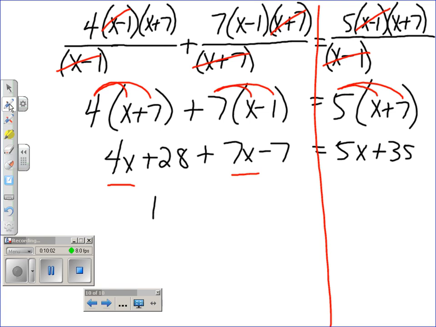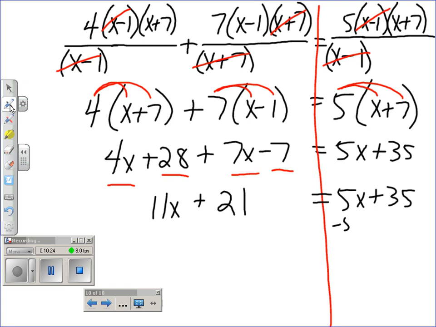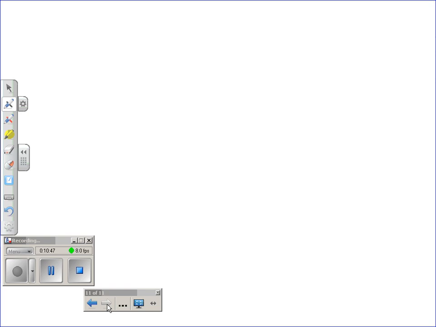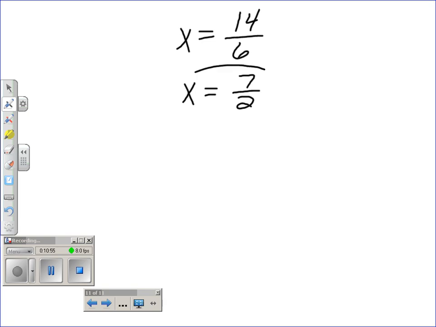Putting together the x terms, I get 11 x's. And then I look at my whole number. Putting a 28 and a negative 7 together gives me a 21. And it's a positive 21, so I write plus. Plus and positive mean the same thing. Over on this side, we have 5x plus 35. And we've talked about how to do this. I usually get rid of the lower x. Gives us 6x plus 21 equals 35. Minus your 21, you guys know all this. 6x equals 14. And divide by 6. And x equals 14 over 6, which we're going to reduce to 7 over 2.